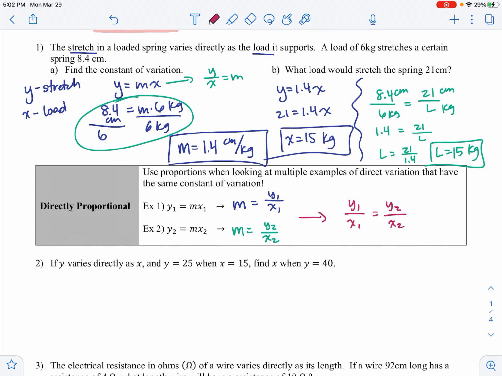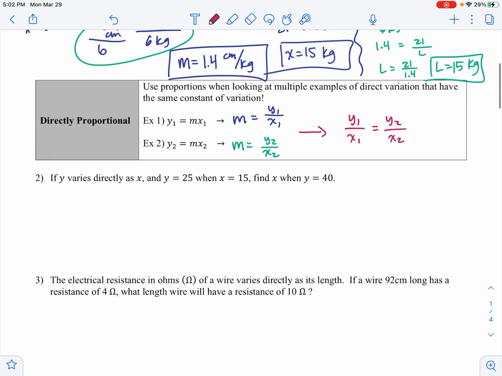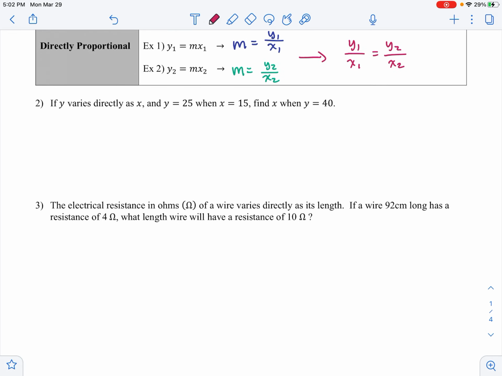I'm going to leave 2 and 3 for you. The only thing I'm going to add in about number 3 here is to make sure that the order of your ratio is correct. I know the ohms vary directly as its length. So this is going to be ohms over length when you're setting up your proportions. So go do those ones, check them. I will include the answer key when I post these notes.